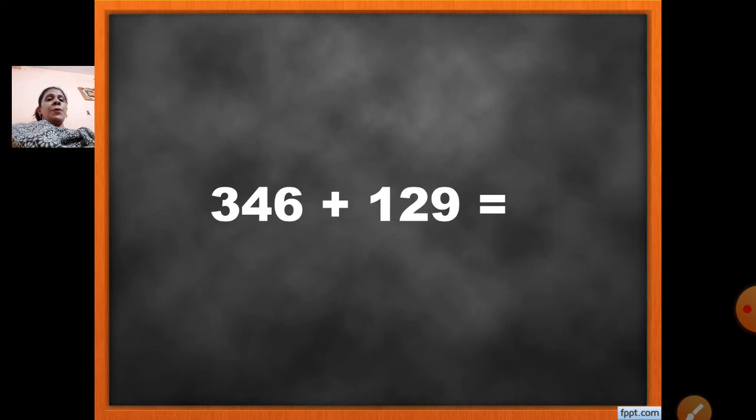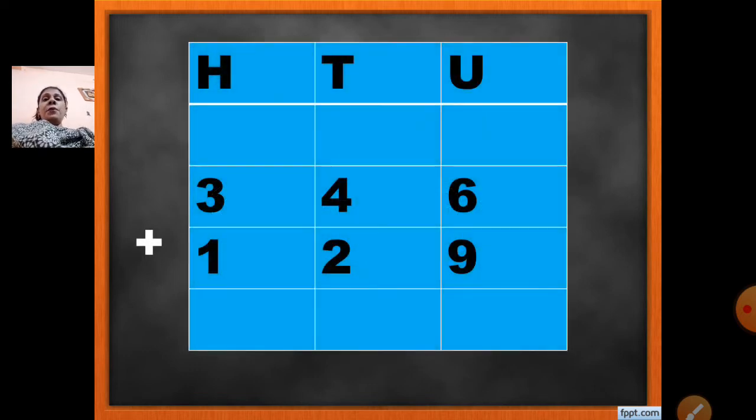346 plus 129 is equal to. Now what we are going to do, this is our question. We are going to arrange it vertically and then we are going to solve it. So how we are going to arrange them? We are going to arrange them vertically first according to their place value. Then we are going to add units with units, tens with tens and hundreds with hundreds. Okay. So let us start.